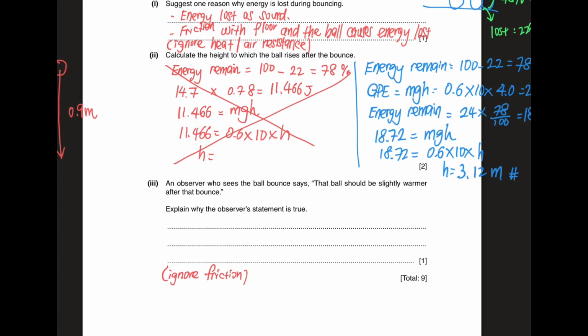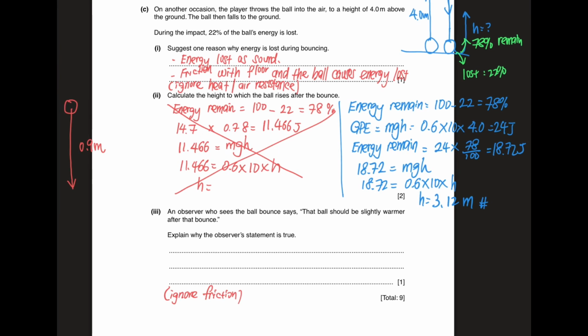Answer the question Roman 1. I suggested friction with flow. I mean, you wrote friction with flow and the ball causes energy loss. That is okay. Yeah, that answer is in the mark scheme. So that's why I said you may feel like, oh, I'm a bit confused now. Here they take friction, here they cannot take friction. So that's why I suggest you take this energy loss as sound. When it bounces, you hear the sound, boom. Then that is energy loss as sound. So which is not that confusing.